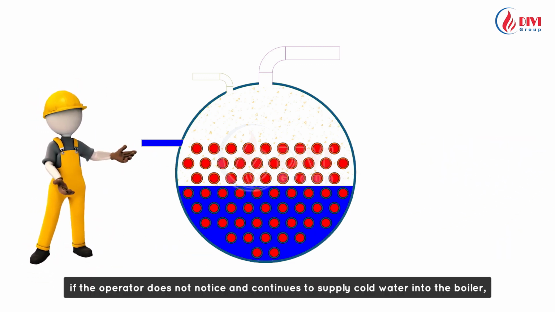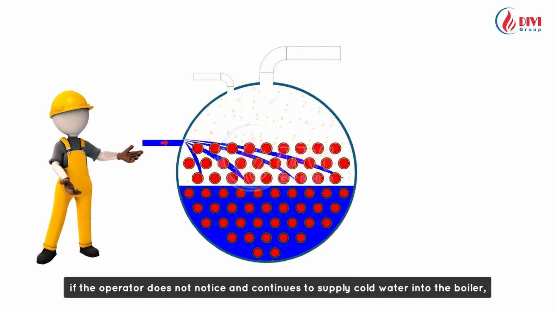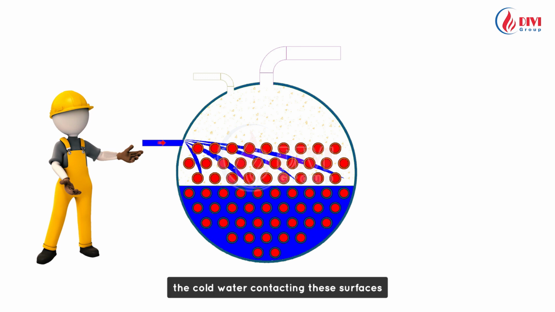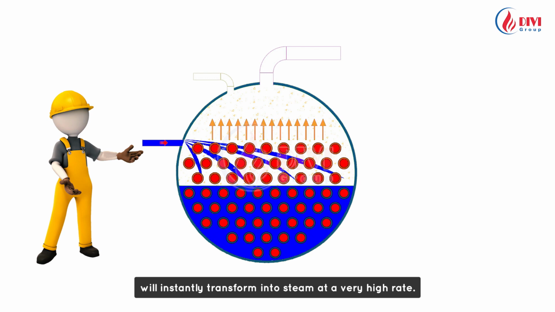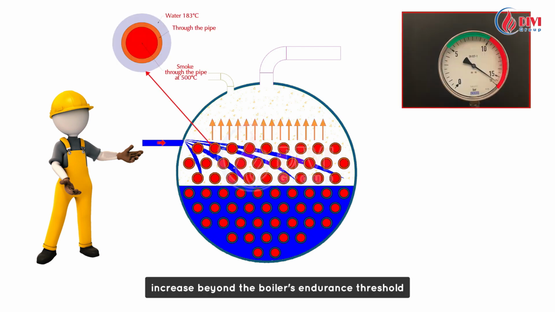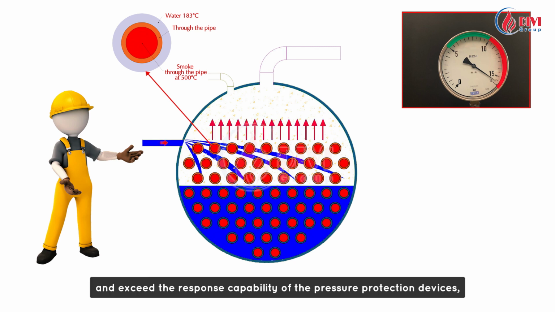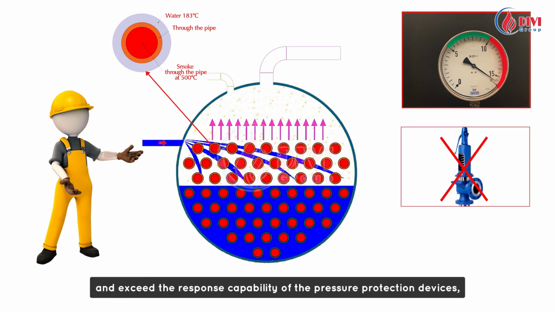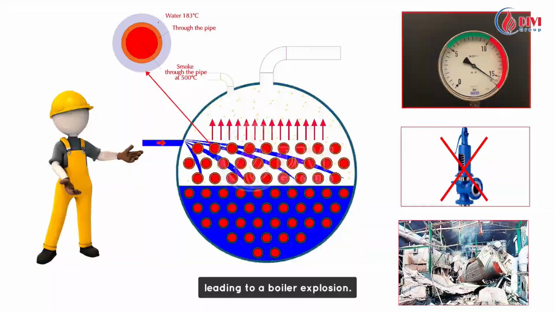At this point, if the operator does not notice and continues to supply cold water into the boiler, the cold water contacting these surfaces will instantly transform into steam at a very high rate. The pressure inside the boiler will quickly increase beyond the boiler's endurance threshold and exceed the response capability of the pressure protection devices, leading to a boiler explosion.